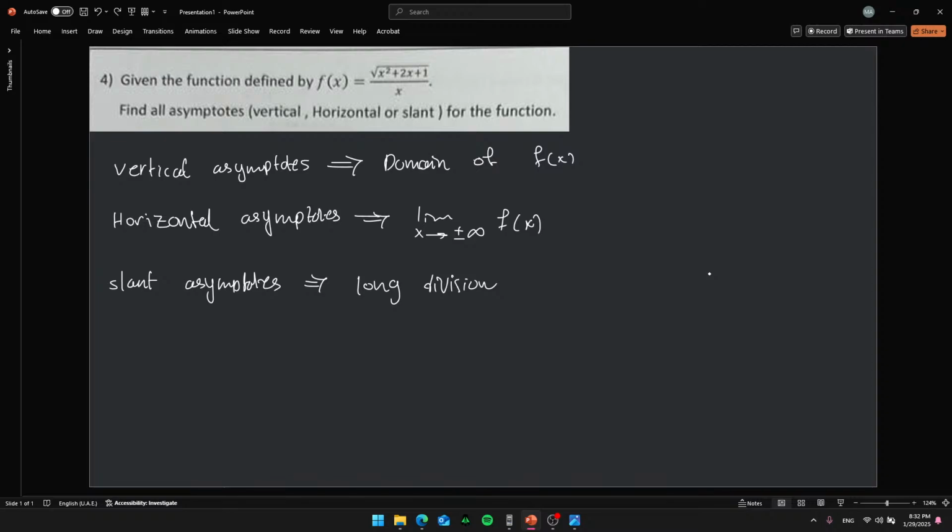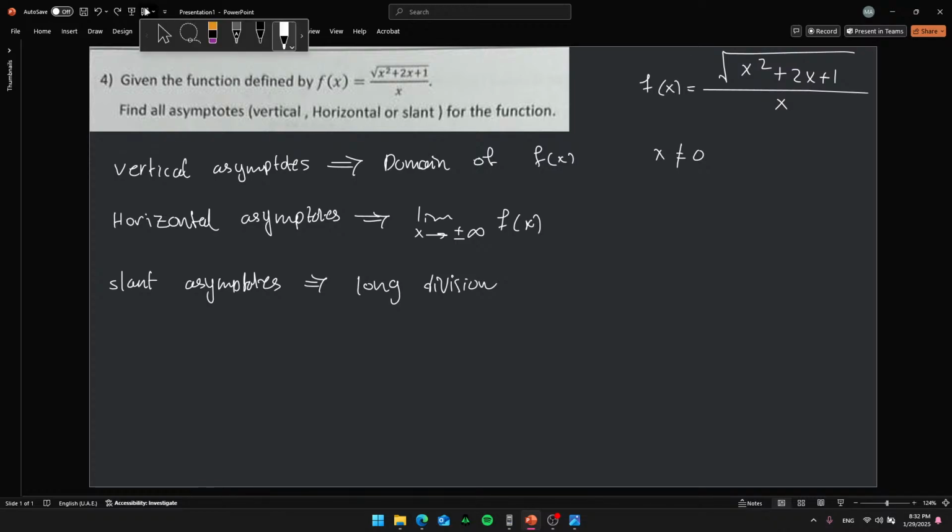Okay, so let's start with vertical asymptotes. Let's find the domain of f of x. f of x equals the square root of x squared plus 2x plus 1, over x. Now it's obvious x can't equal 0. The denominator must not equal 0. And we have another issue with the radical in the numerator. The radicand should be greater than or equal to 0.